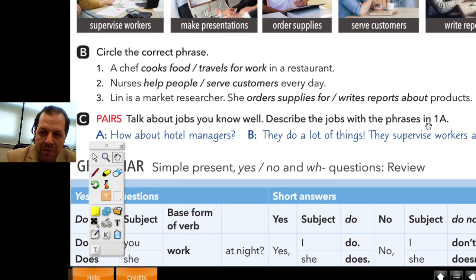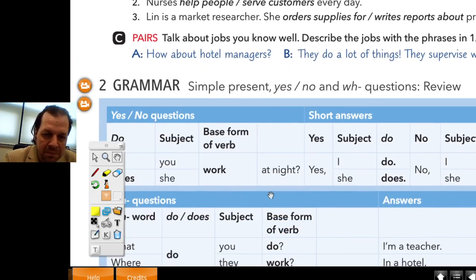Describe the jobs with the phrases in A1. Okay, so you'll notice there's lots of different jobs that we studied from the first page and page 6. Can you match up the activities that they do at work with the job description?